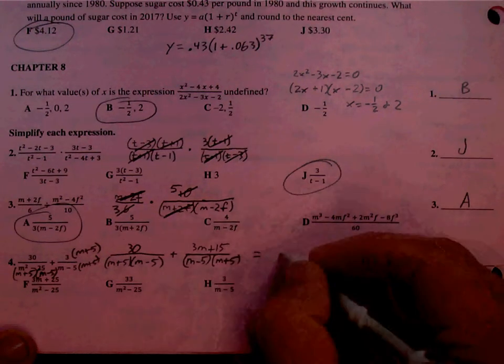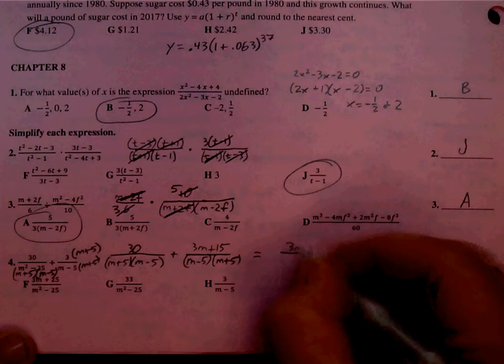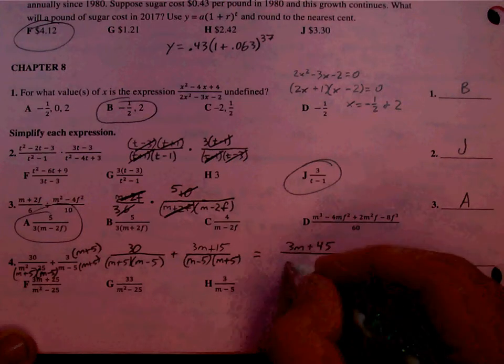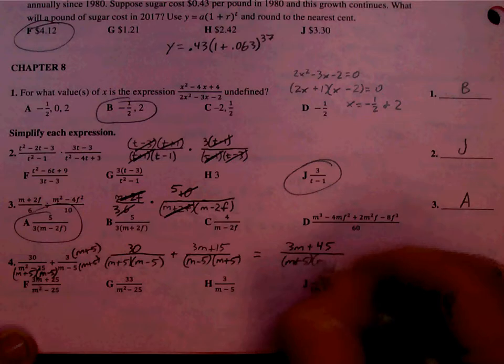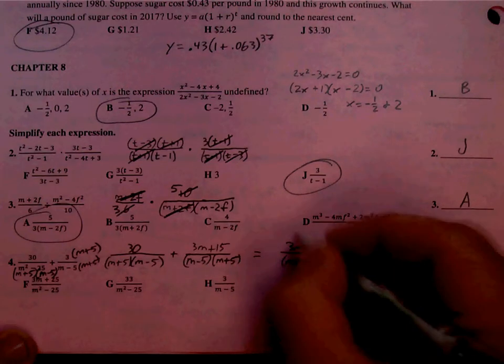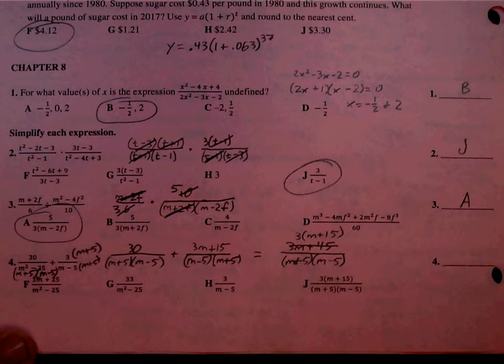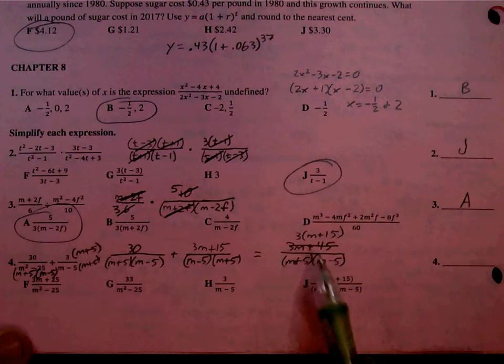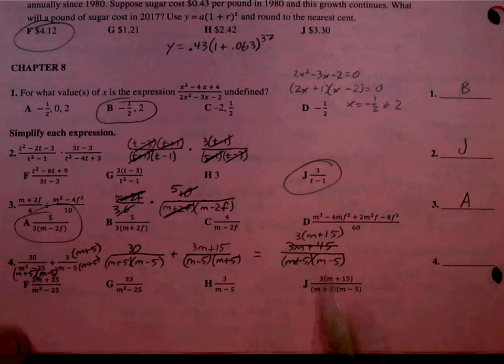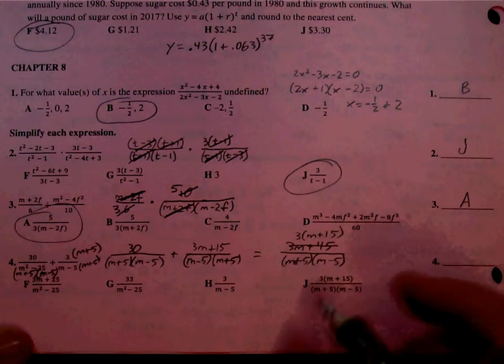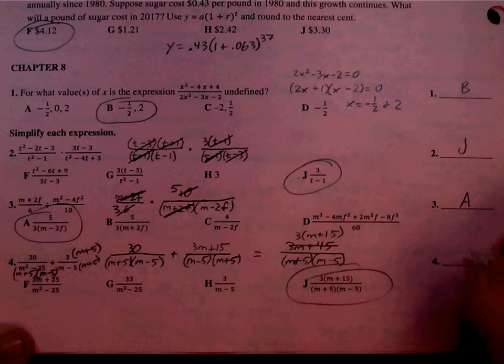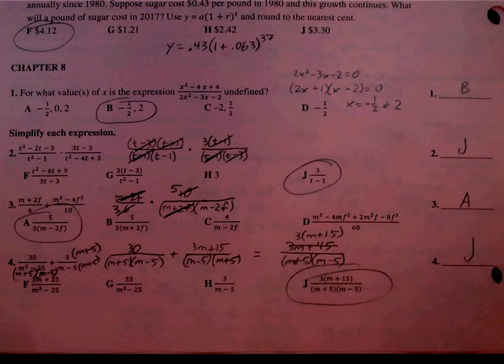Now add. 3m plus 45 becomes my numerator. Let's look at that numerator, see if we can factor. I can pull a 3 out. And I don't think anything cancels, so I get 3 times m plus 15 over m plus 5, m minus 5, that's j. Alright, let's go.